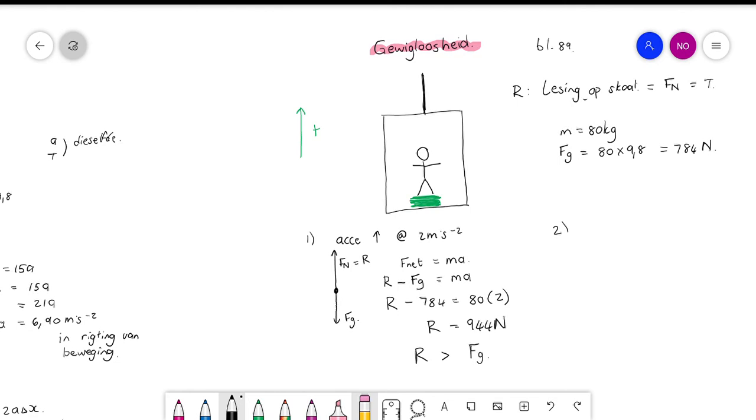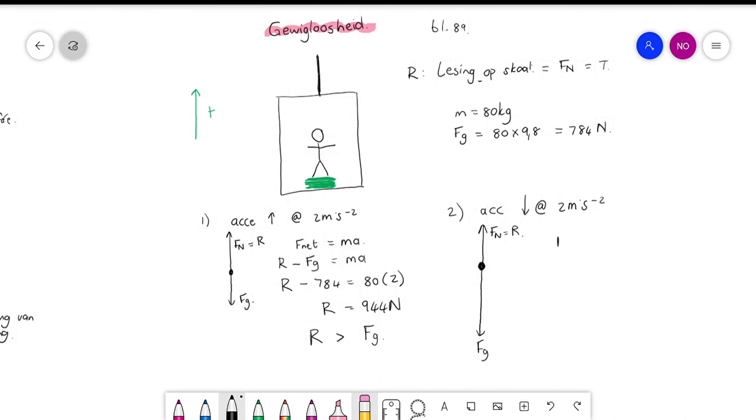Now we're going to do accelerating downwards at 2 meters per second squared, if the computer allows us. So when I draw the free body diagram, it means the downward arrow will be longer than the upward arrow. Okay. So F net is equal to m times a. And remember, we're picking upwards as positive. So F normal.